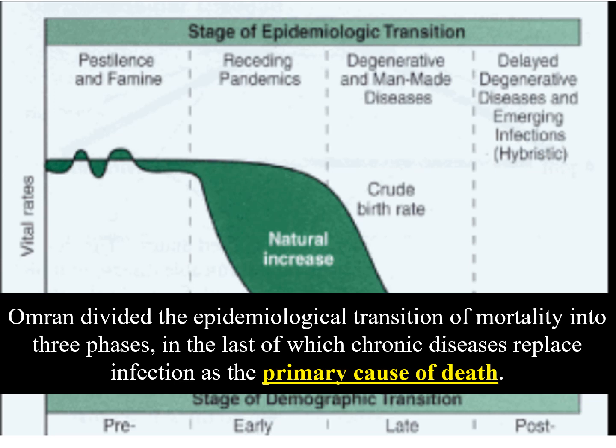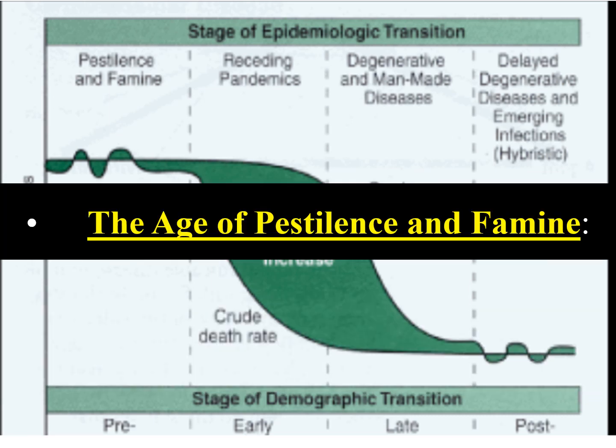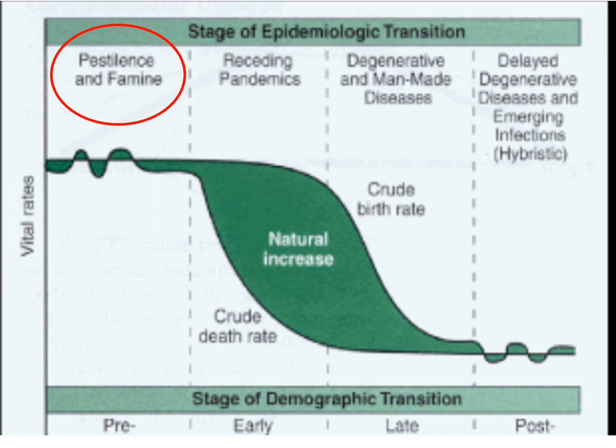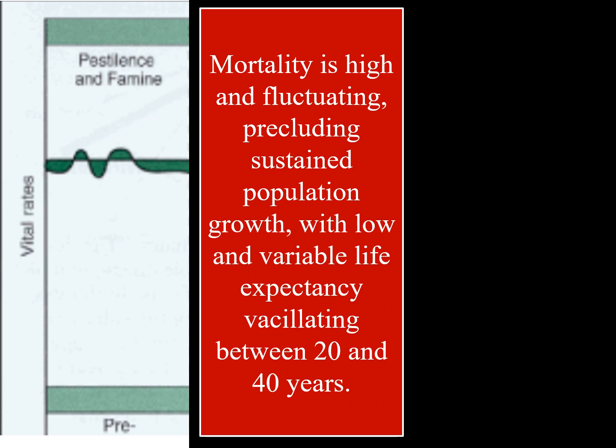Omran divided the epidemiological transition of mortality into 3 phases, in the last of which chronic disease replaces infection as the primary cause of death. Stage 1 is known as the age of pestilence and famine. Mortality is high and fluctuating, precluding sustained population growth with low and variable life expectancy. We see that life expectancy is usually between 20 and 40 years in stage 1.